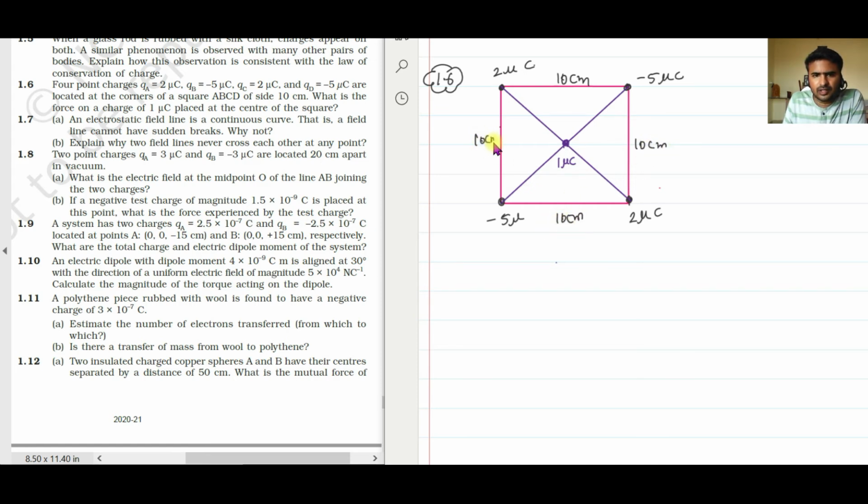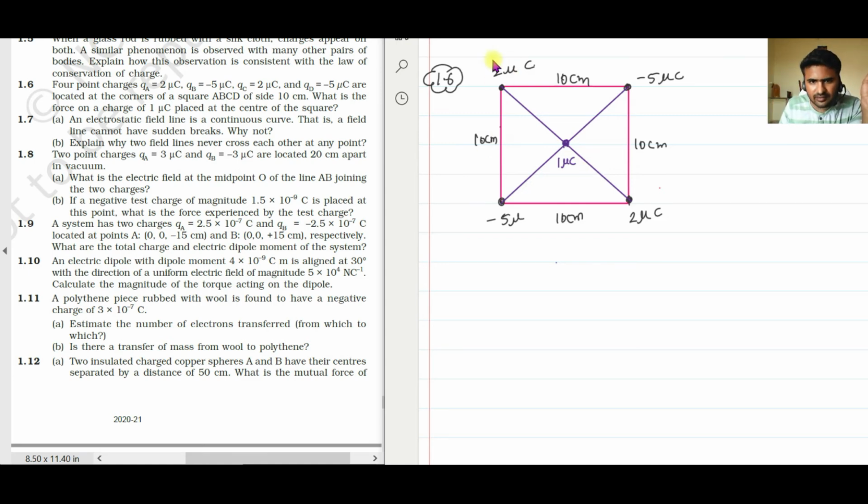All right. Now without even solving anything directly, you can say the force on this 1 microcoulomb is going to be 0. Why? Remember the topic that we discussed while discussing the theory. There I've told, whenever you see the charges on the diagonals are equal in magnitude and having same sign, then the electrical field due to those two will cancel out.